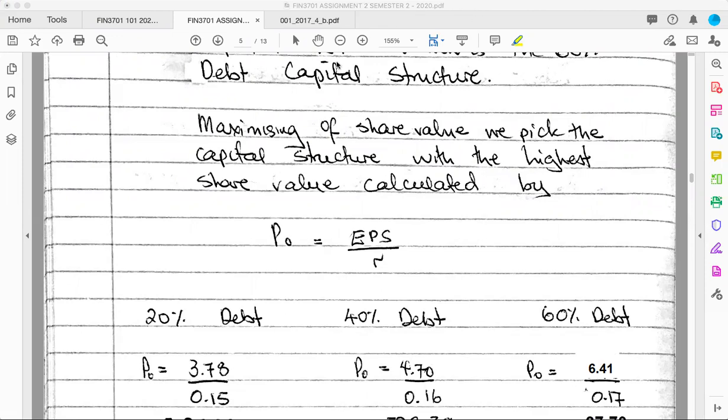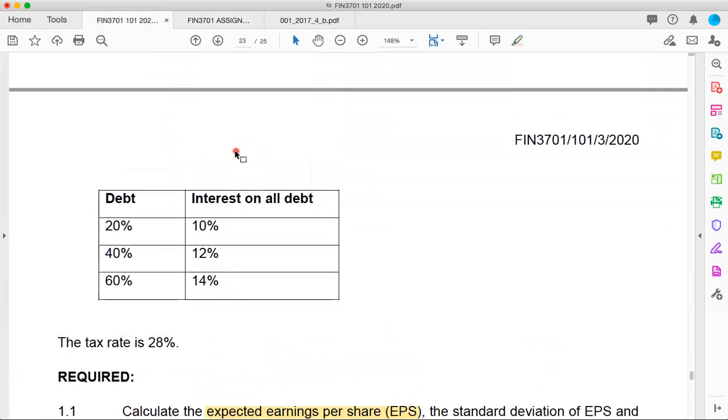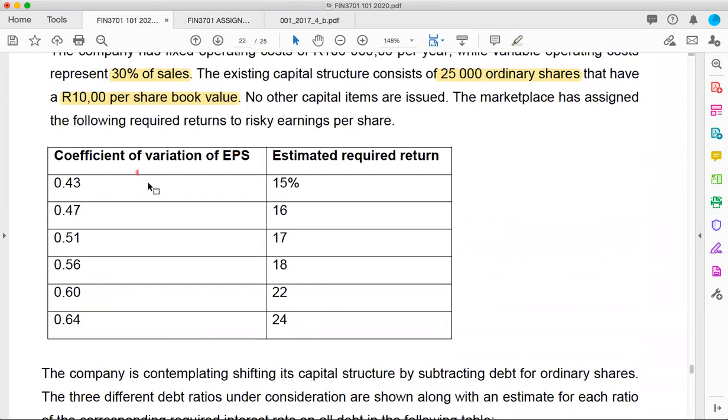So with regards to the required returns, we actually have to use this table right here. We have to look at each of the coefficients of variation values that we calculated, and then find the coefficients of variation values which are closest to each of these. And then we take our required return to be each of those values.